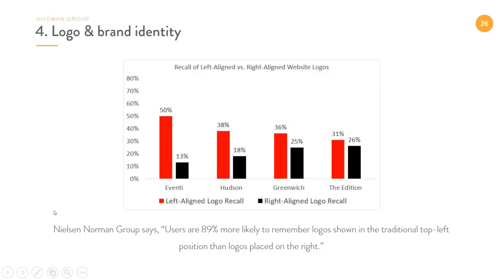When a user comes to your website, they need to know whose website they're looking at. If you look at this quote right here, users are 89% more likely to remember logos shown in the top left position rather than logos placed on the right. It is becoming standard to have the logo in that top left position. With a number like 89%, there's really no reason to place it anywhere else. It makes the user remember you a lot more and a lot easier.